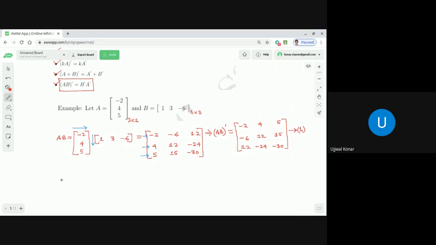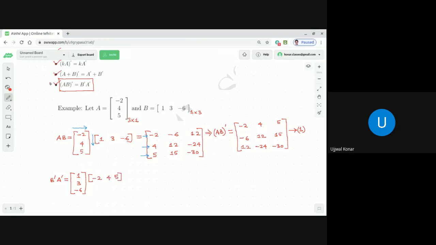Now what we need to do is B transpose into A transpose. So if this is B, then what will be B transpose, dear students? So B transpose into A transpose. The matrix B, as you see, has 1 row and 3 columns. So B transpose will have 3 rows and 1 column. So it will be 1, 3, -6. And the matrix A has 3 rows and 1 column. So A transpose will have 1 row and 3 columns. What is that 1 row? That is -2, 4, and 5.